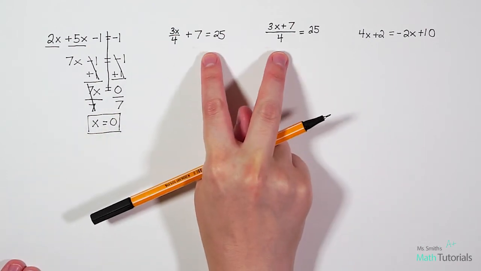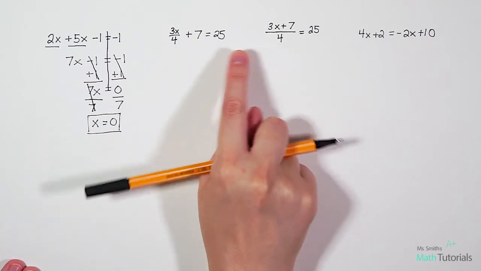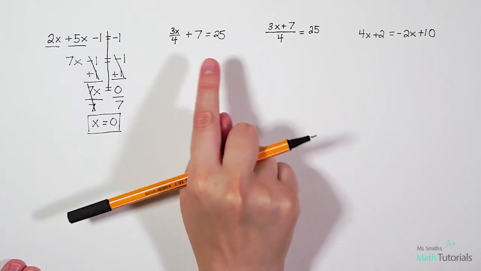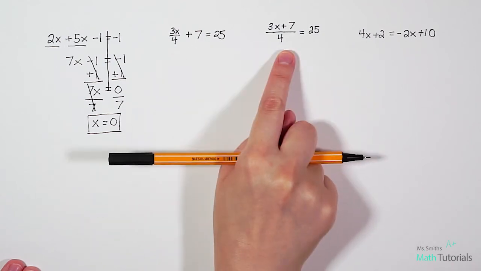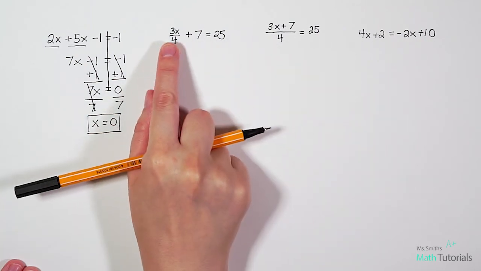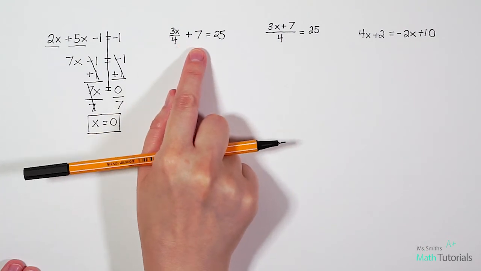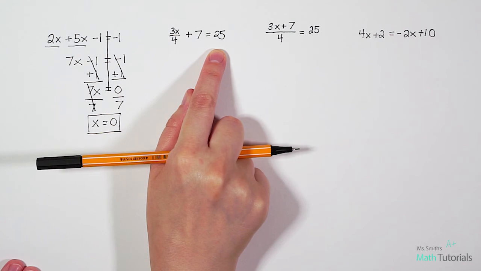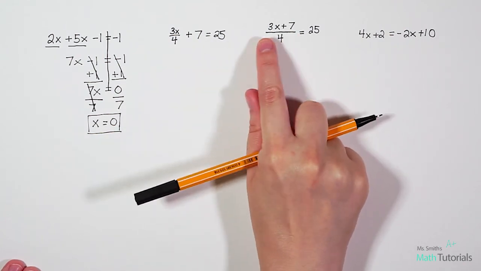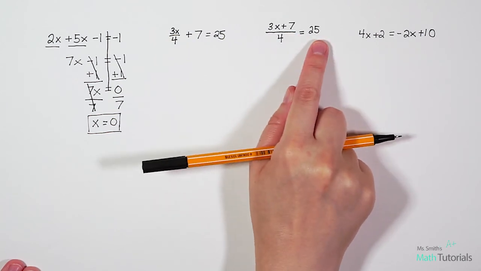Now, our next two equations, I've purposely put them both in the middle here because these are very commonly confused, and I want to really show that these are very different situations. We'll notice that this one reads 3 times x divided by 4 plus 7 equals 25. This one reads 3x plus 7, the whole thing divided by 4, equals 25.